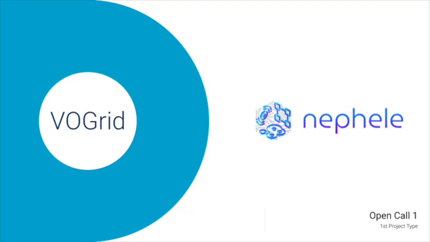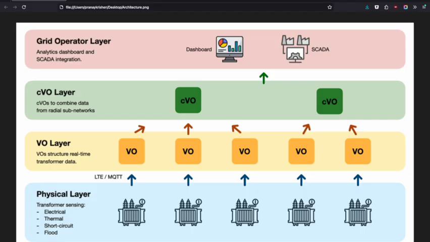This is a brief video demonstration of the VOGrid project. On screen now we have the system architecture, and for the purposes of this demonstration we will follow the flow of data. The physical layer has to do with transformer substations.